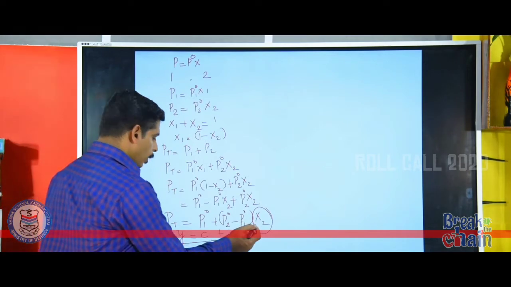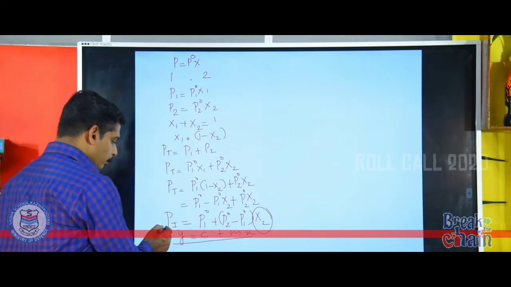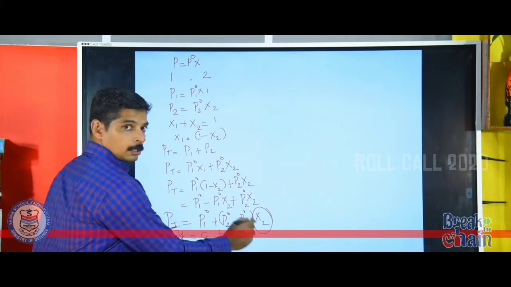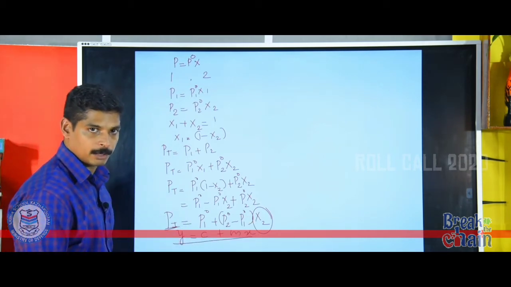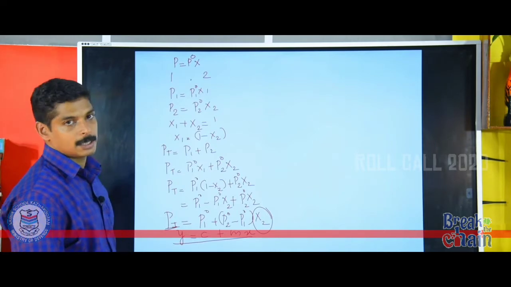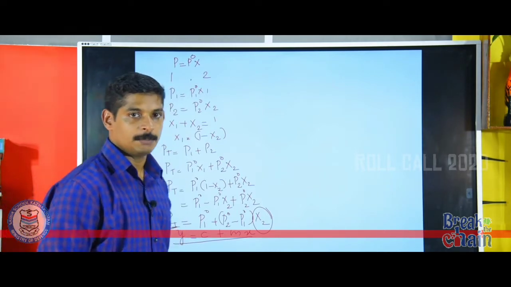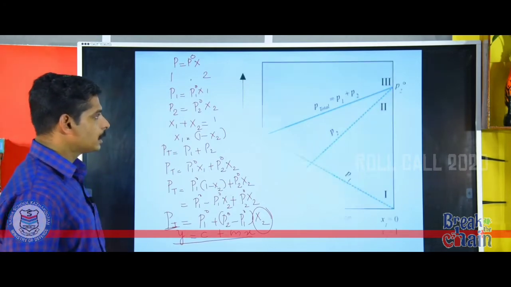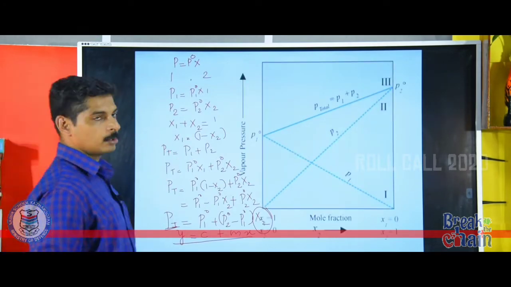So when you plot a graph by taking total pressure P total against the mole fraction of one of the components, you should get a straight line with a y-intercept and a slope. So this is the graph that we are going to get.